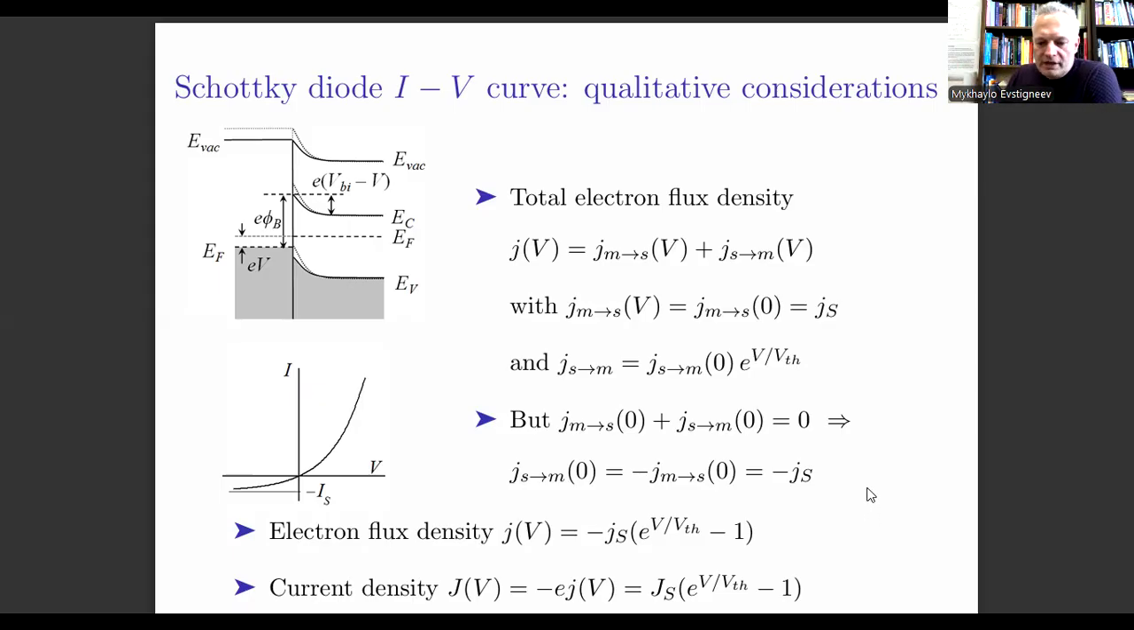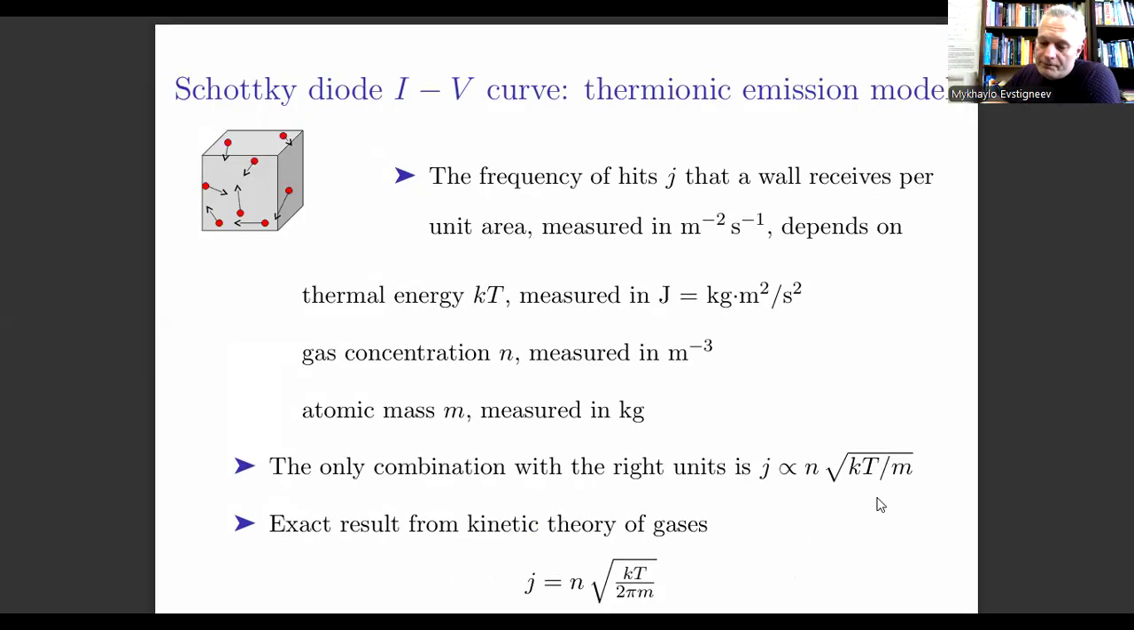Good. So the next question is, how do we figure out the saturation, reverse saturation current density J sub S? This is our main task now. Let me begin by reminding you of something from the kinetic theory of gases. Now we are going into the thermionic emission theory.